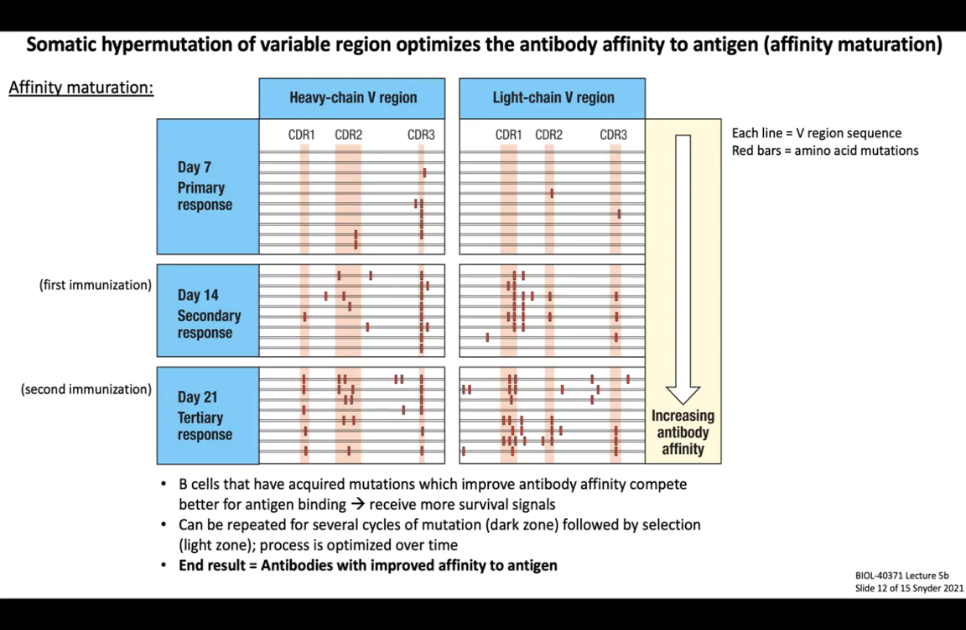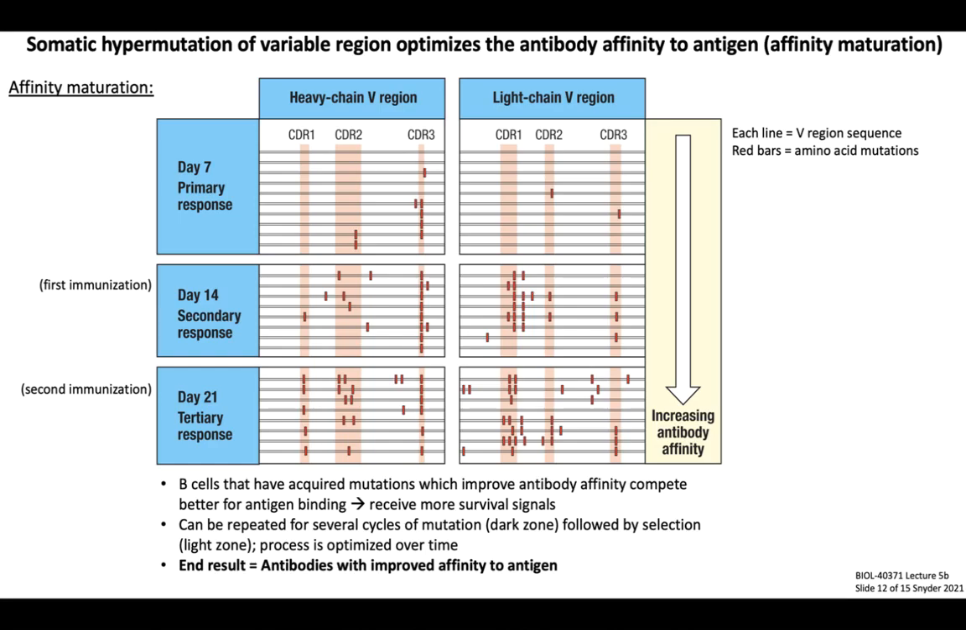Now, as the somatic hypermutation machinery introduces mutations in the variable region of these immunoglobulin loci, B cells acquire amino acid mutations in their CDRs. Those mutations that improve the antibody's affinity for antigen allow that B cell to more efficiently bind antigen, which relays survival signals that allow that B cell clone to outcompete those whose mutations did not confer improved affinity for antigen. This process can be repeated several times as a B cell clone cycles between the dark zone of the GC, where somatic hypermutation occurs, and the light zone, where B cell selection occurs. And this means that antibody affinity is optimized over time.